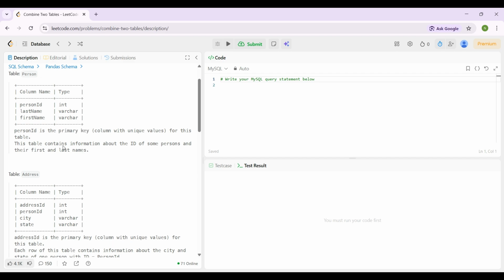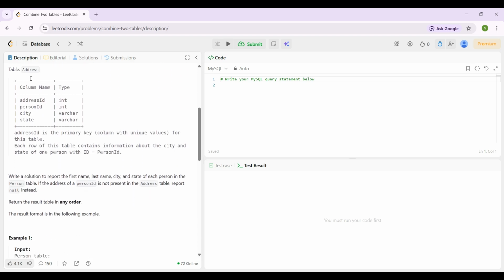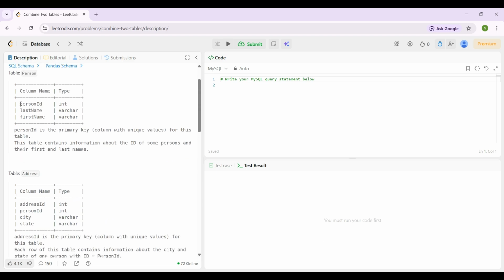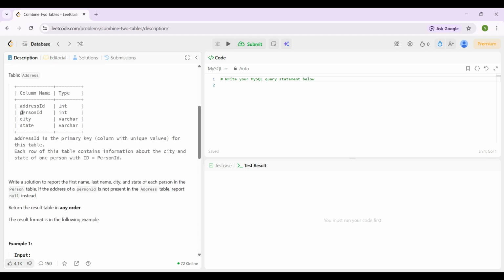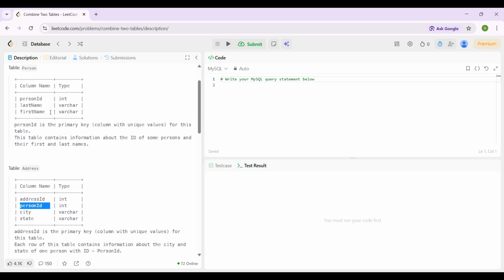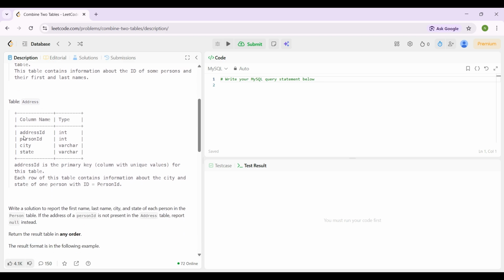Okay, now the next table is the address table. Here, the address table consists of address ID, and here there is person ID, and here there is person ID. Remember that here there are two tables, right? Person ID and person ID. This is common in both the tables. Remember that the address table consists of address ID, person ID, city and state.